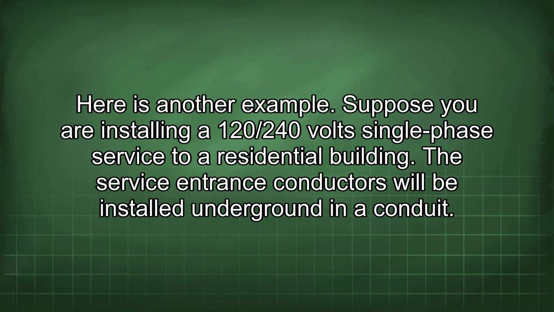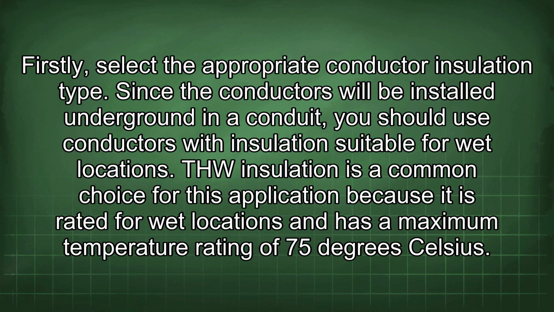Here is another example. Suppose you are installing a 120/240 volt single-phase service to a residential building. The service entrance conductors will be installed underground in a conduit. Firstly, select the appropriate conductor insulation type.